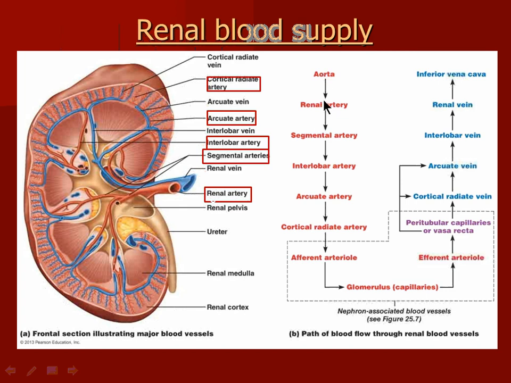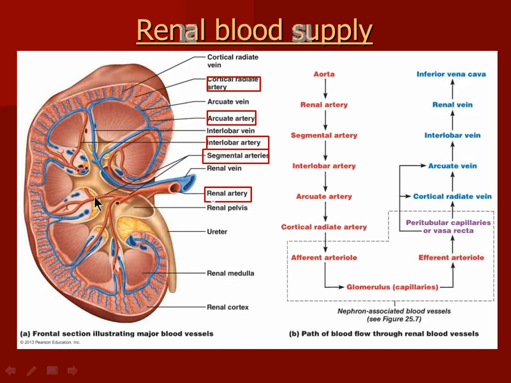So from the aorta, the renal artery comes off. The renal artery then divides into five branches, which are known as segmental arteries, because in the kidney, just as in the lungs we had bronchopulmonary segments, we have what are called vascular segments. There are five of them. So you have five segmental arteries. Up here, you can see the main renal artery giving off these segmental arteries.